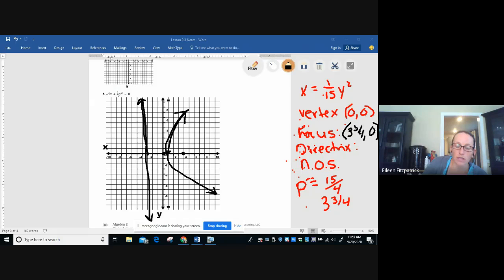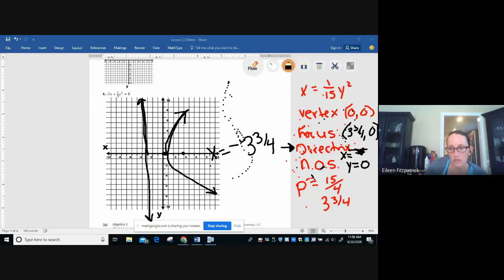The directrix, you're going to the left 3 3/4, so that's negative 3 3/4, and it is a vertical line. So x is equal to negative 3 3/4. That's your directrix. And then your axis of symmetry is the x-axis, or y is equal to 0.